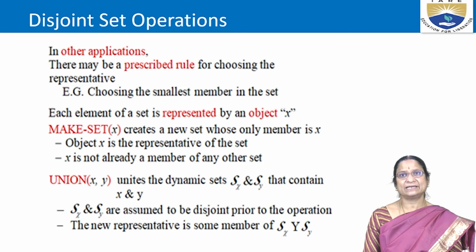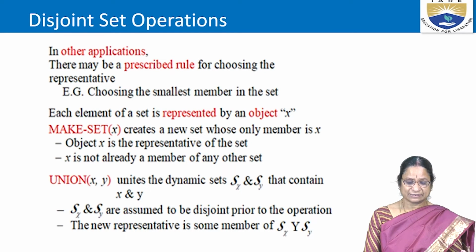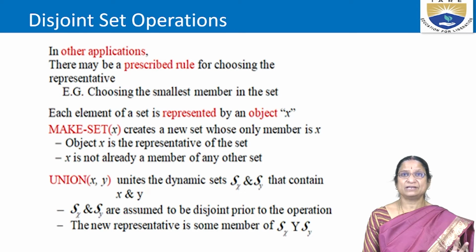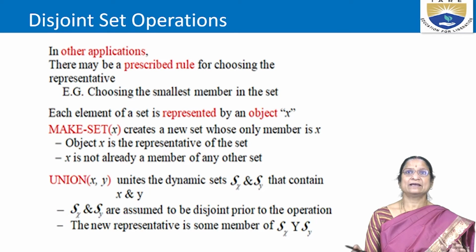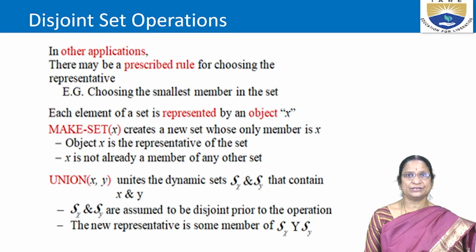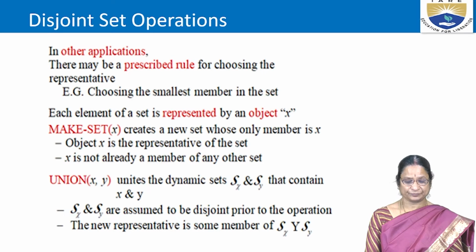If X is the representative of the set, let us assume that it is already there in our set, then it will be added to the set only if it doesn't exist, because disjointness means repetition is not allowed. So make set is an operation used to create a new set by adding an element, if it doesn't exist in the existing sets.